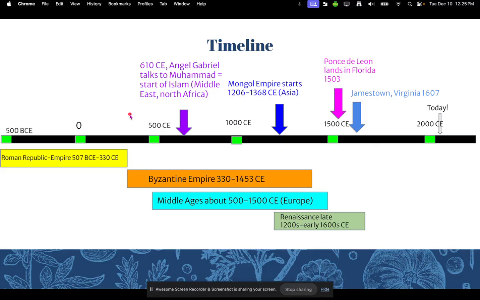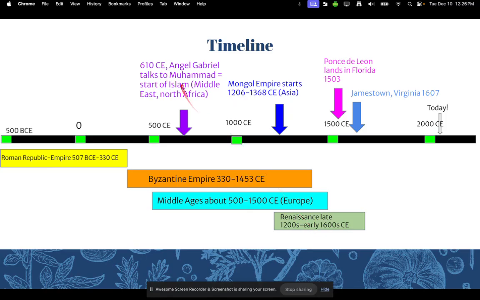So here's a timeline. You'll actually see this timeline quite often as we go into the second semester. I add to it. So over here, we can see that the Roman Republic and Empire was from about 507 BCE to 330 CE. Then right after that started up the Byzantine Empire. Now the Middle Ages and the Byzantine Empire overlap. So the Middle Ages were from about 500 to 1500 CE, specifically in Europe. And you'll also see that at the very end of the Middle Ages is when the Renaissance starts to emerge as well. We'll talk about Renaissance at the beginning of next semester.